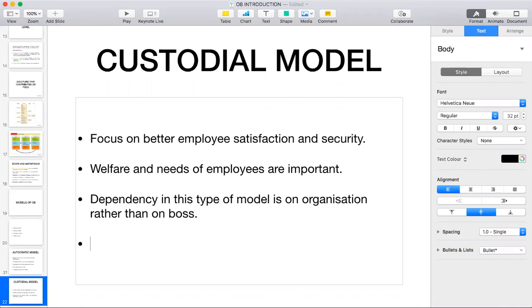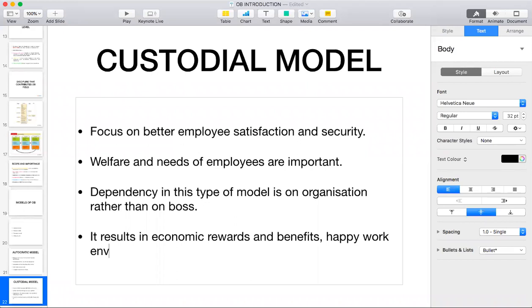It results in economic rewards and benefits to the employees, because the organization can think about their benefits, their expectations, their satisfaction. The employees have a happy work environment, we can say.